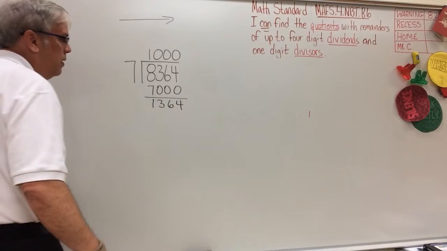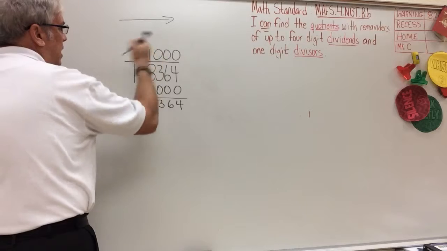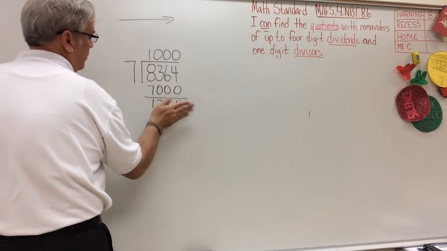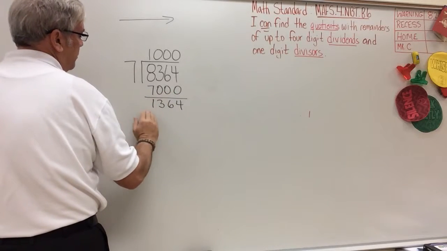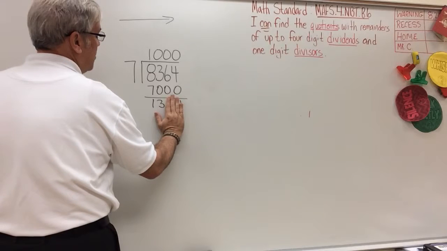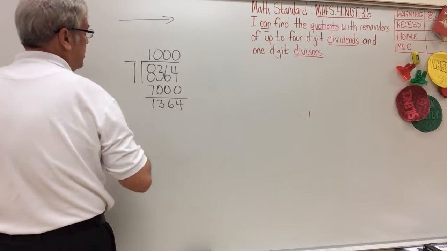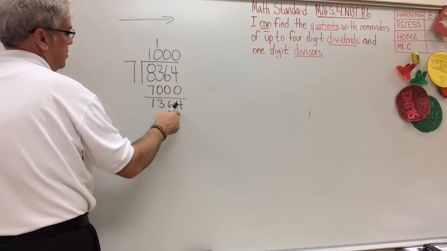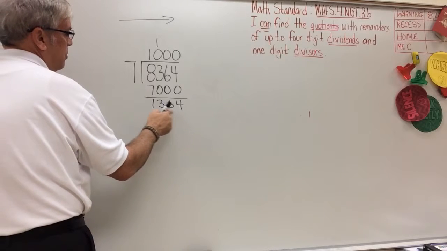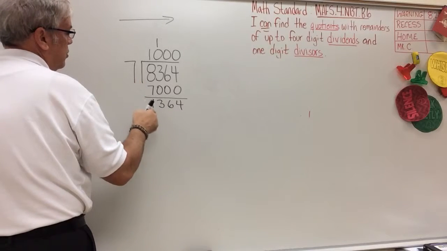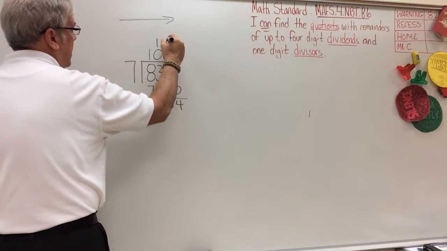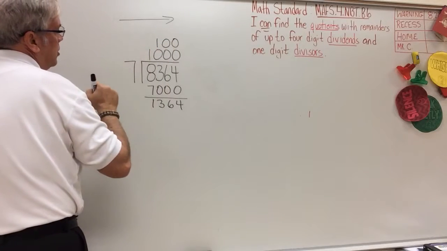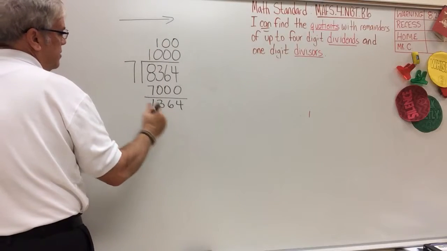We get 1,364. So again, now we're working in the hundreds position. Can 7 go into 1? 7 cannot go into 1, so we have to move over one digit. Can 7 go into 13? Yes, it goes in there once. So is that a 13 or is that a 1,364? Of course, that's 1,364. So 7 goes into 1,364 one time, 100. Then we multiply the partial quotient times the divisor, and we get 700.